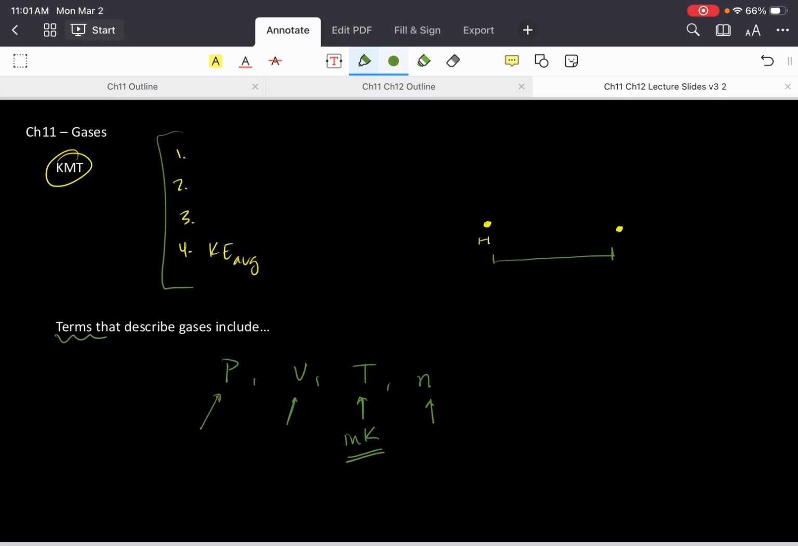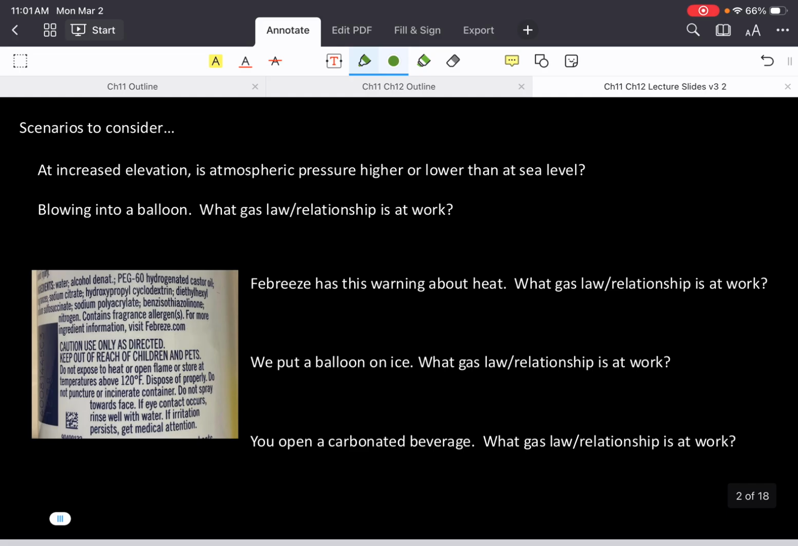Okay, next up, scenarios to consider, just things we should know and be able to discuss. So first of all, at increased elevation, think if we're on top of a mountain or we're in Denver or some other mountain city, is atmospheric pressure higher or lower than at sea level? If we think about it, here's sea level and here we are at sea level, and then if we were to ascend a mountain and be up here, what is the difference in the atmospheric pressure?